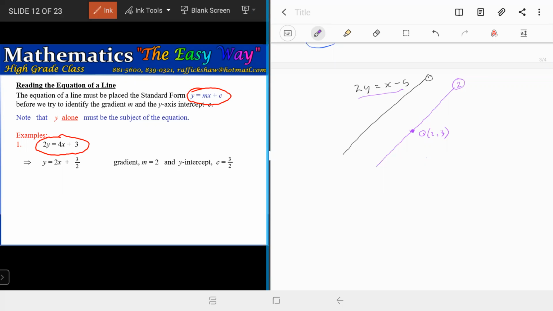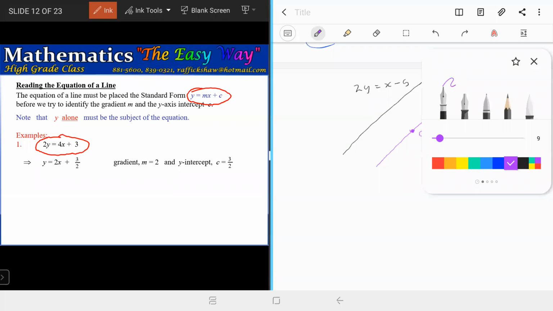So when they give you the equation of a line and you want to find the gradient, you have to bring it in the form y equals mx plus c. That's what you have to do. Alright? So that's how you get the gradient of the black line. Now when you get the gradient of the black line, you know that the purple line has the same gradient. So that is how you're going to find the gradient of the purple line. You understand?